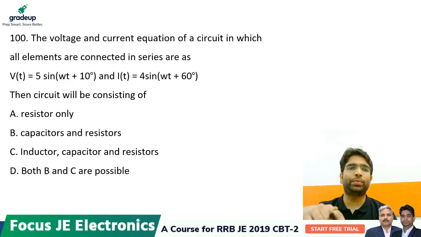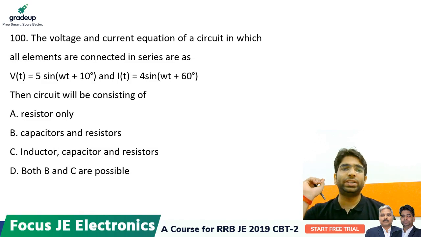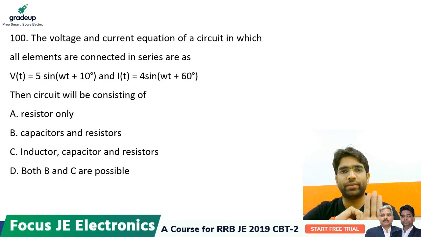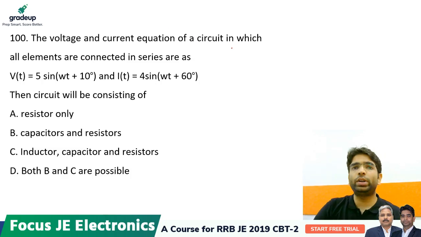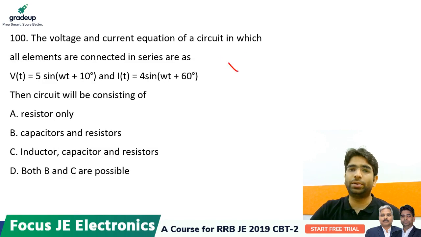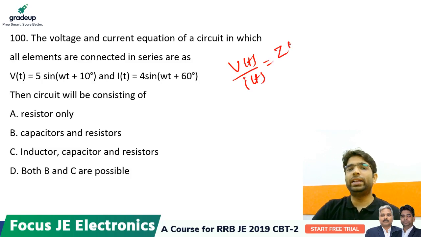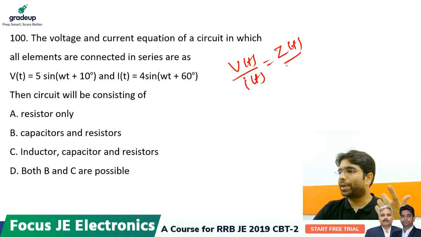Now the last question for you all. A voltage and current equation in a circuit is given, and all the elements are connected in series. How are you going to find out which elements are present in the circuit? By calculating Vt by It, that is the impedance, and having knowledge of impedance, you can tell whether inductors or capacitors are present.